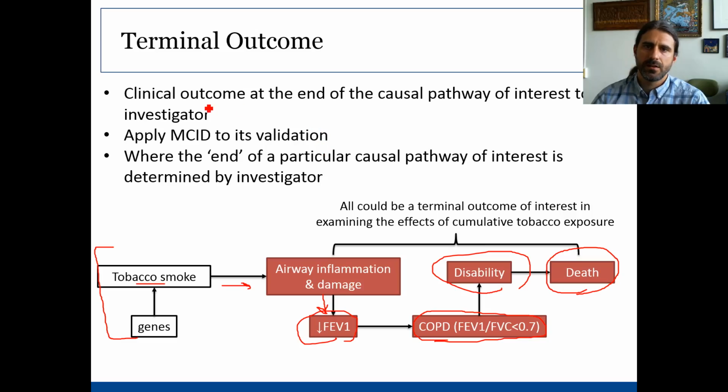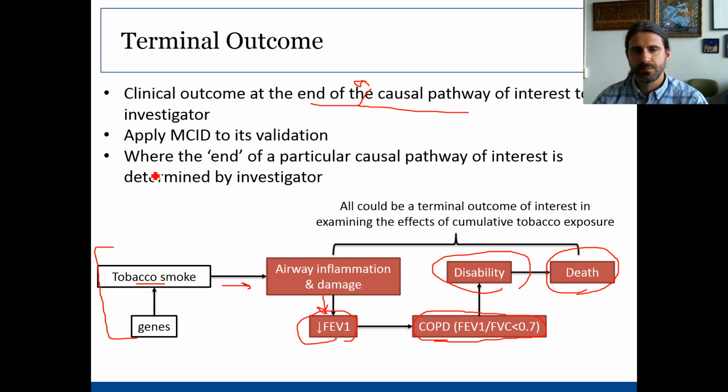So a terminal outcome, the way I visualize that, is a clinical outcome at the end of a causal pathway, and this should really say a causal pathway of interest to the investigator. This is where you're usually trying to apply your MCD, or what you're trying to validate, to a grant funder or an audience, and convince them that this is a valid endpoint, and that any change you're looking at is a valid degree or quantity of change.